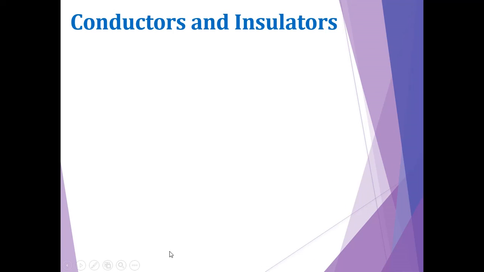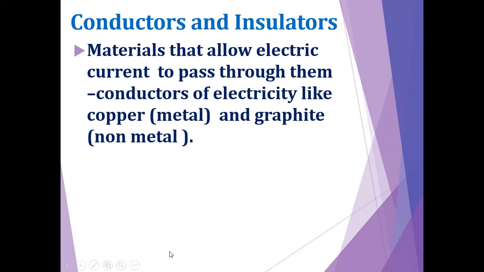Now next we can see about conductors and insulators. Some substances can allow the electric current to pass through them. Materials that allow electric current to pass through them are called conductors of electricity. Examples for conductors are copper and graphite.